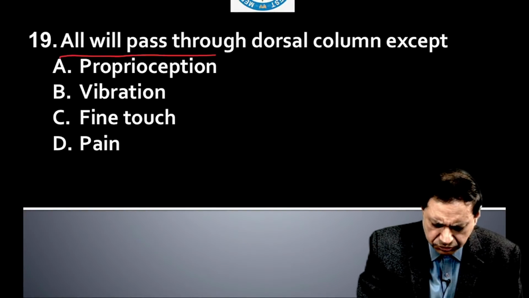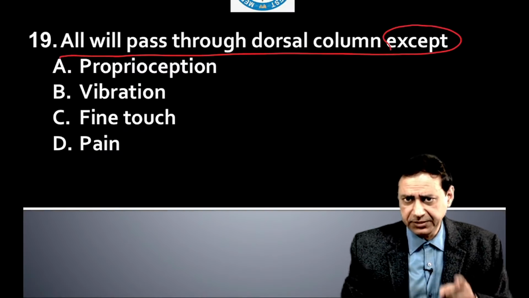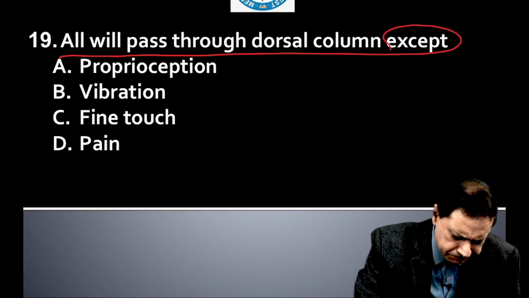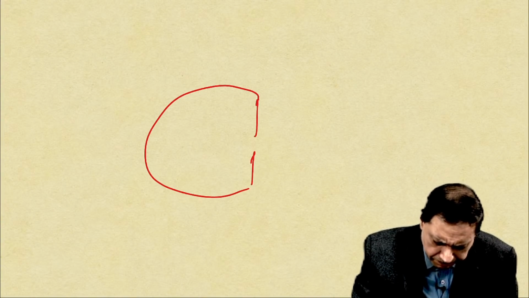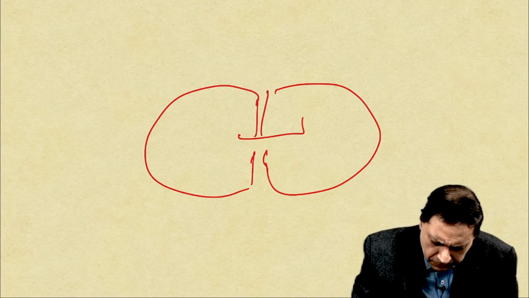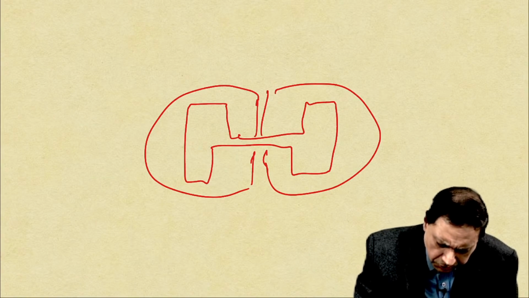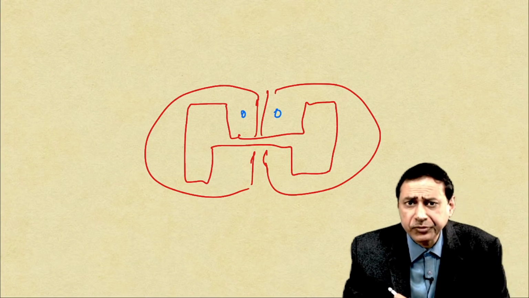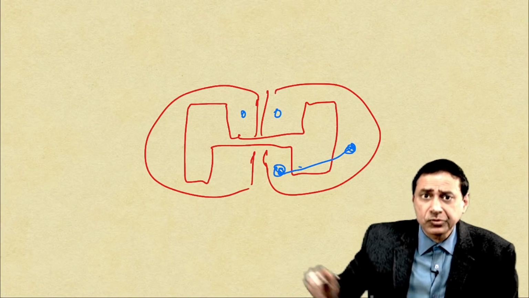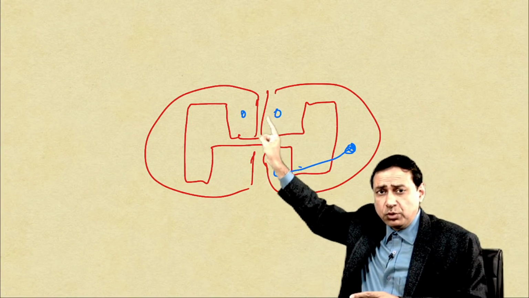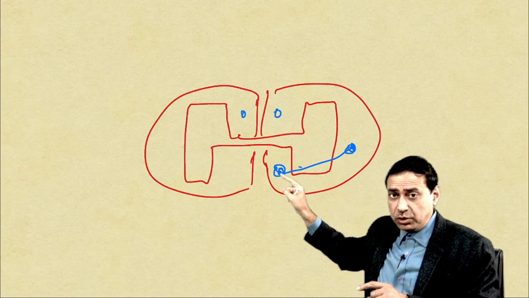All will pass through dorsal column except... In the spinal cord, we have two systems. If I see the spinal cord: dorsal horn, ventral horn, dorsal horn. So there are two systems. One is this dorsal column, and second is this anterolateral, this and this. Some sensations will go up through the dorsal column, and some sensations will go up through the anterolateral system.